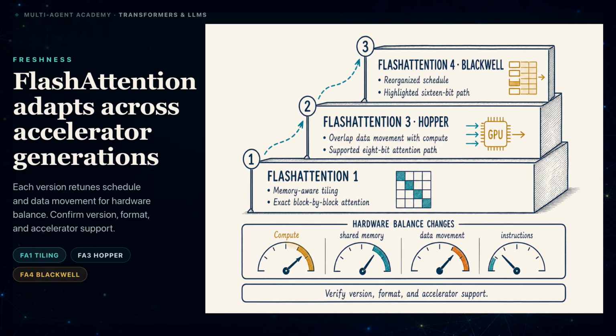FlashAttention 4 reorganizes the work for Blackwell hardware and highlights a 16-bit path. Version 4 is not simply the 8-bit version 3 implementation copied onto a newer chip. Its schedule accounts for hardware units whose speeds changed by different amounts. The broader lesson is that kernel performance depends on matching data flow to the accelerator's memory and compute structure. Confirm which implementation, numeric format, and hardware generation your training stack supports.